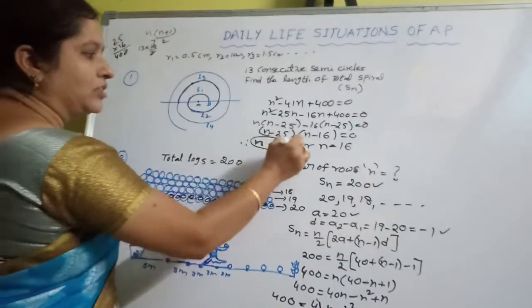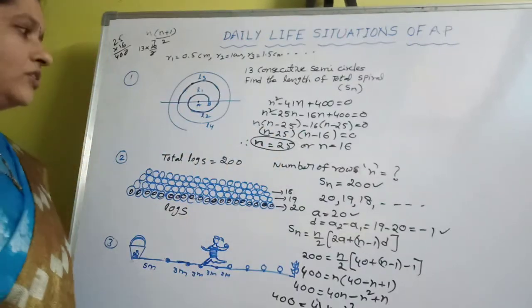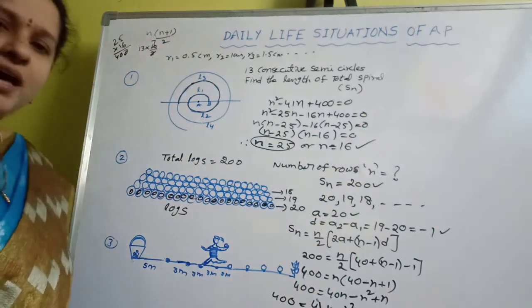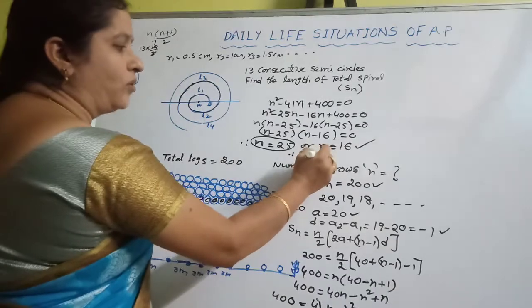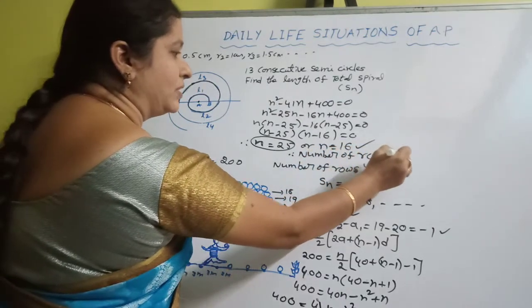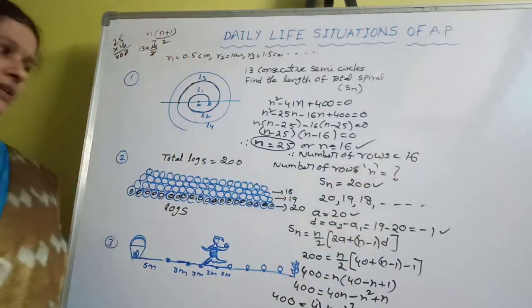It is not a possible value for our question. So n equal to 16 is the correct answer. Therefore, the number of rows equals 16.